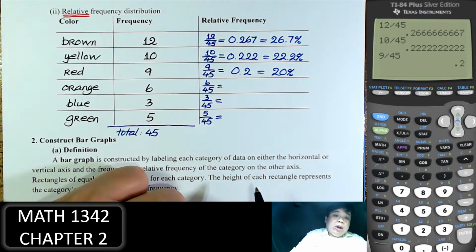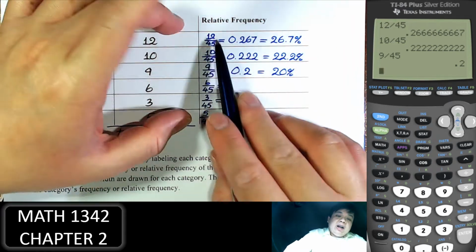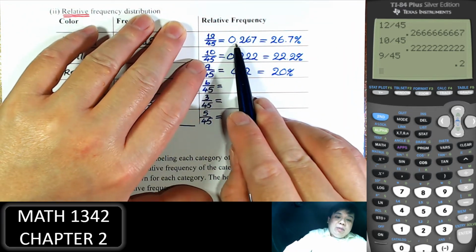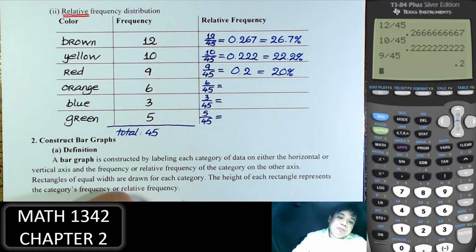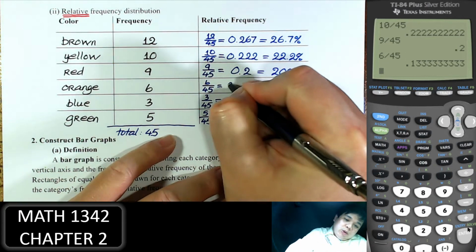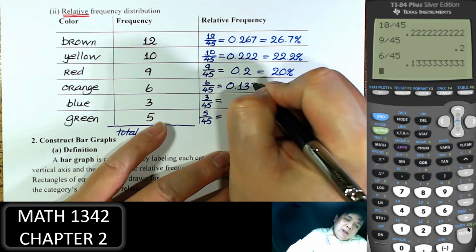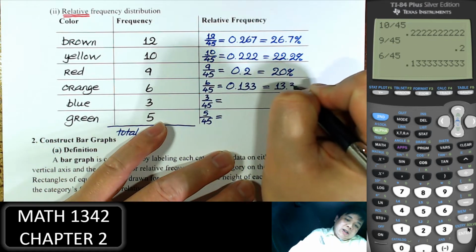Alright, by the way, to get the percent, we divide to get the decimal number, and then move the decimal point 2 places to the right to get percent. 6 divided by 45 is 0.133, or 13.3%.